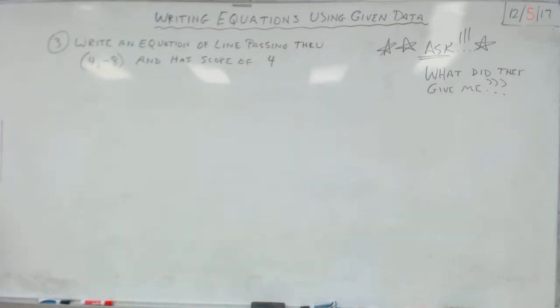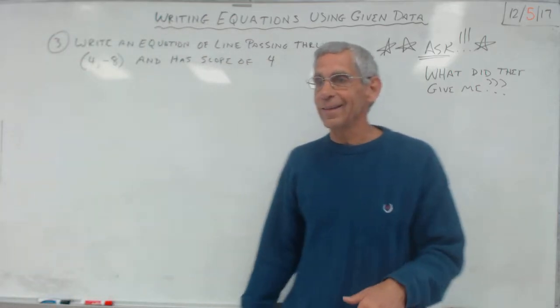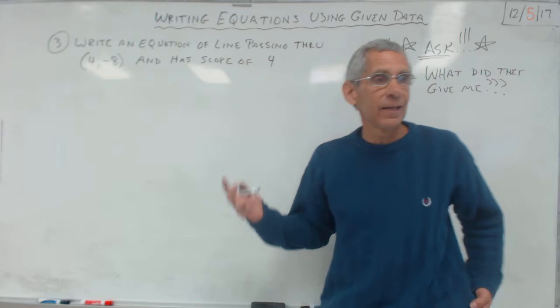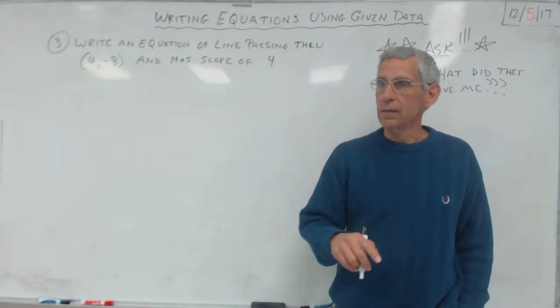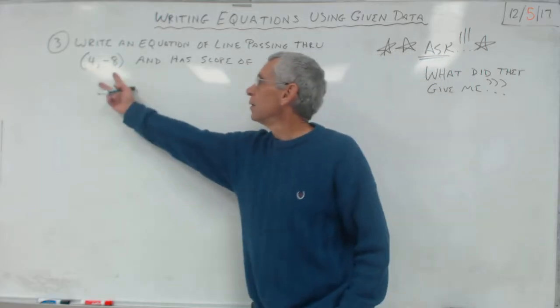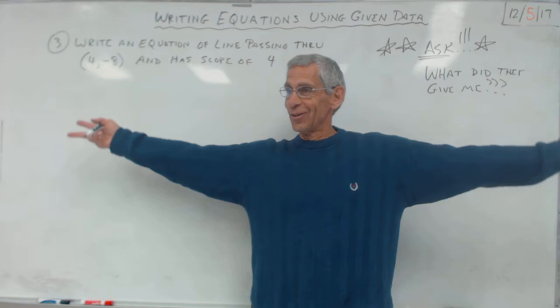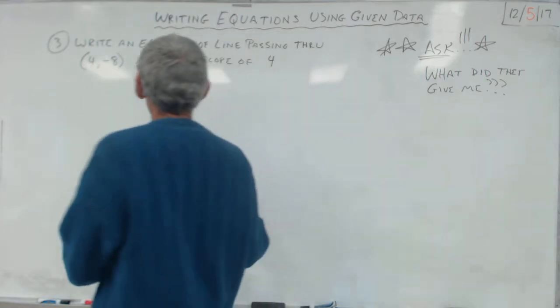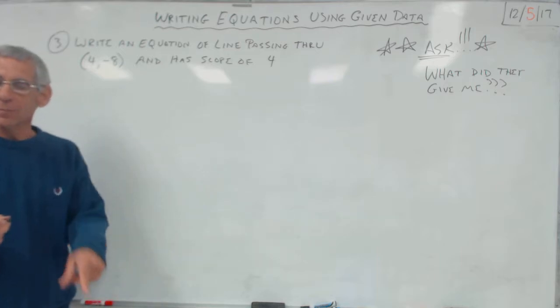All right, guys, what's the question you have to ask? What did they give me? They gave us a point and a slope. What do you think we'd use? Point slope, right? Exactly. All right, can I try writing this on the board? You can't come under, but you can tell me.